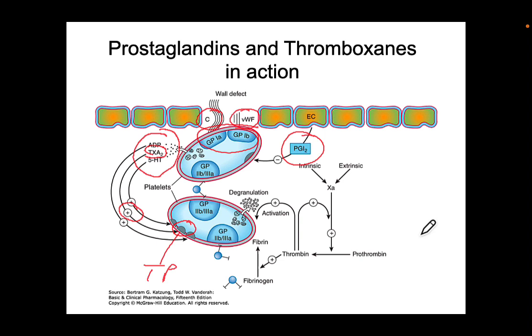PGI2 is released by endothelial cells, and it binds to IP receptors on the surface of platelets, where it serves as a brake to downregulate, slow down, deactivate this clotting process, this platelet clumping process. And so I think this nicely exemplifies this divergent, sometimes antagonistic relationship that the prostaglandins have with themselves.